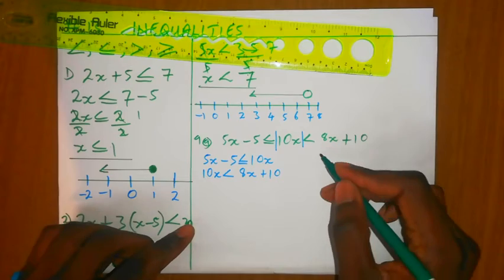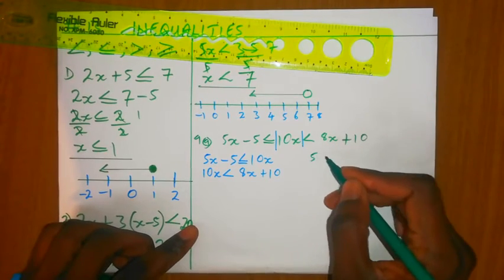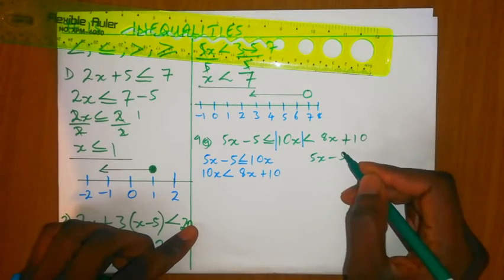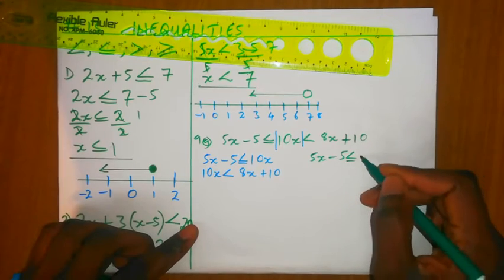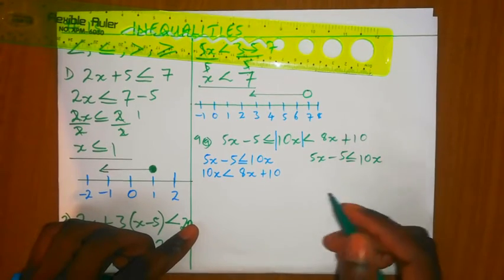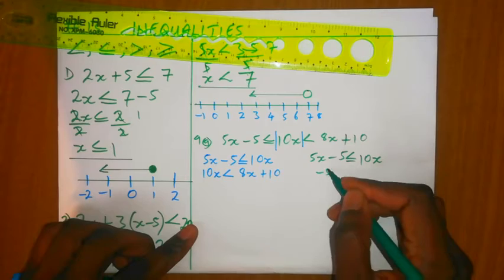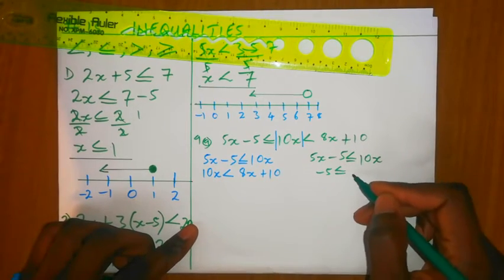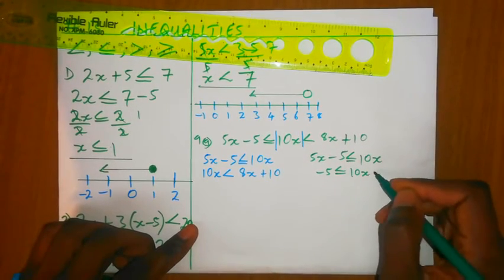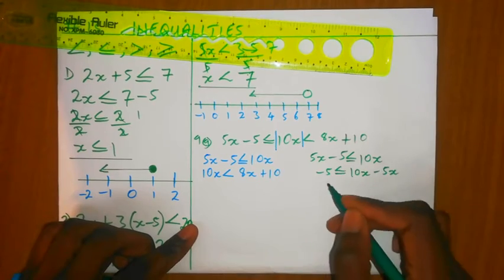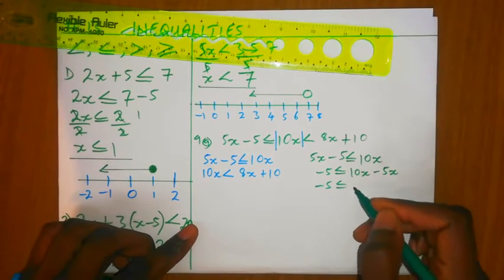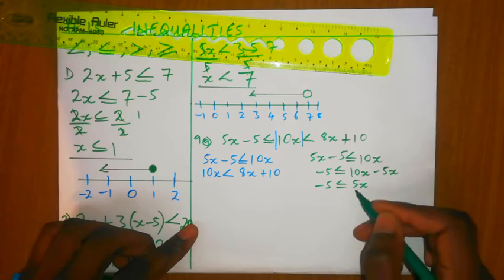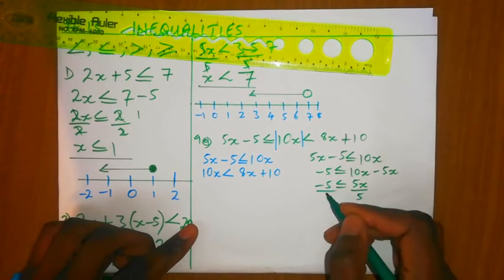So we're going to start with the 5x minus 5 is less than or equal to 10x. I'll then collect my like terms there. Minus 5 is less than or equal to 10x minus 5x, which is 5x. I'll divide both sides by 5.